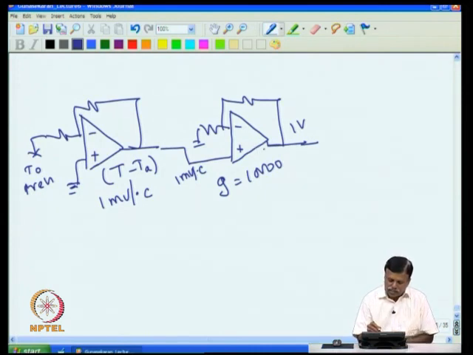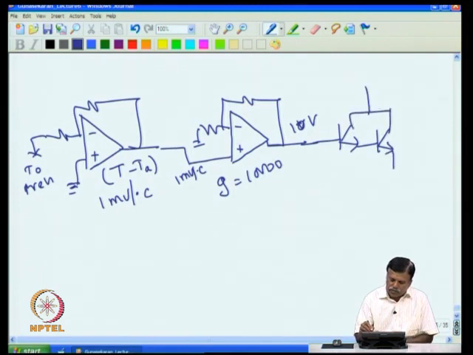So if we take this as 10,000 gain, then 1 degree difference will give me 1 millivolt here, and that will give me 10 volt at this point. This I should give to the heater. We said the heater has to be driven with 100 volt. Now for example I can give it to the heater like this, and I want the heater to take 5 ampere current. So I put a Darlington pair, and then I give for example here 100 volt, and then I put the heater here.